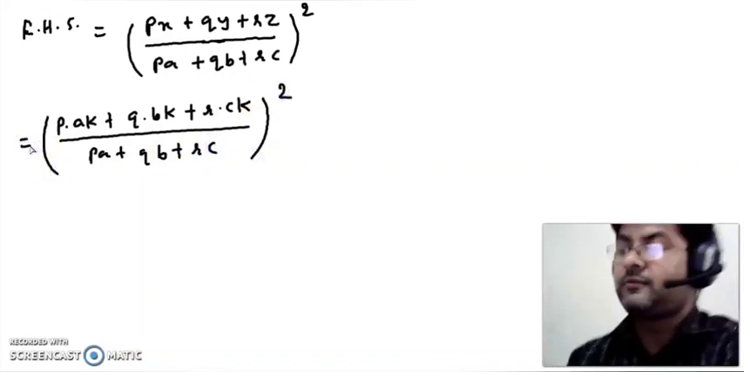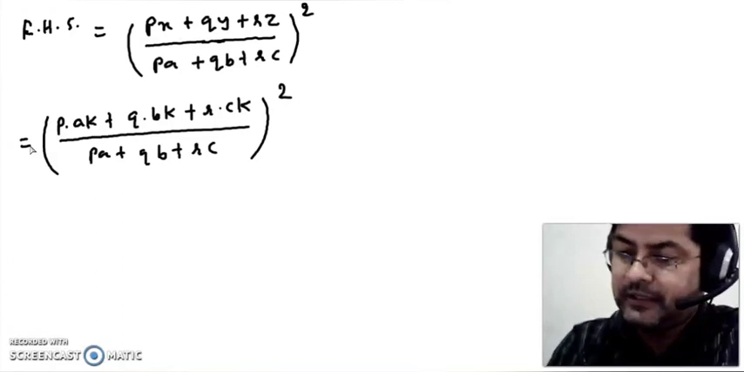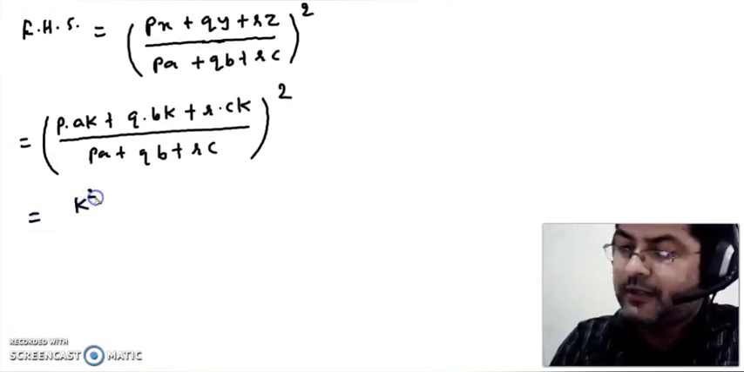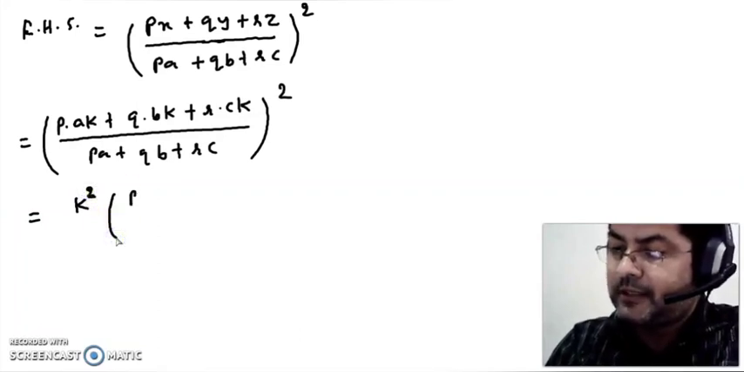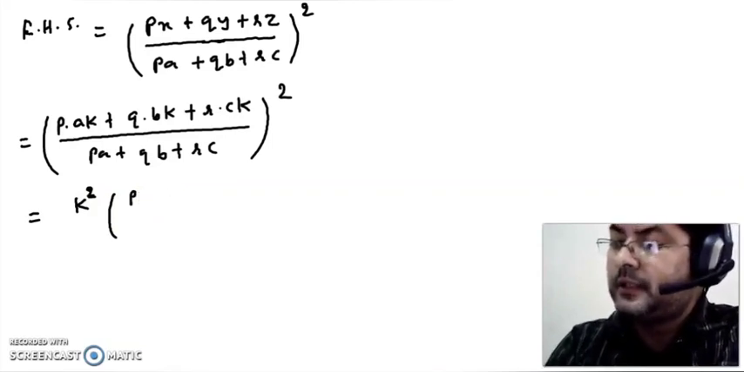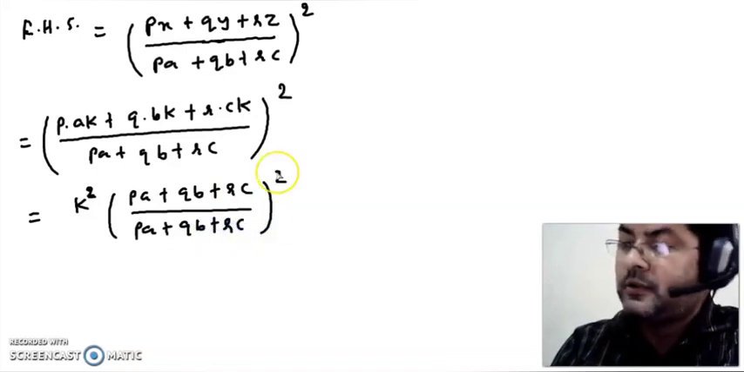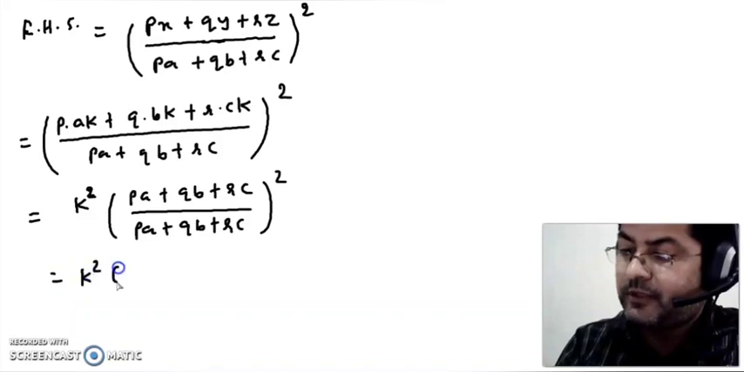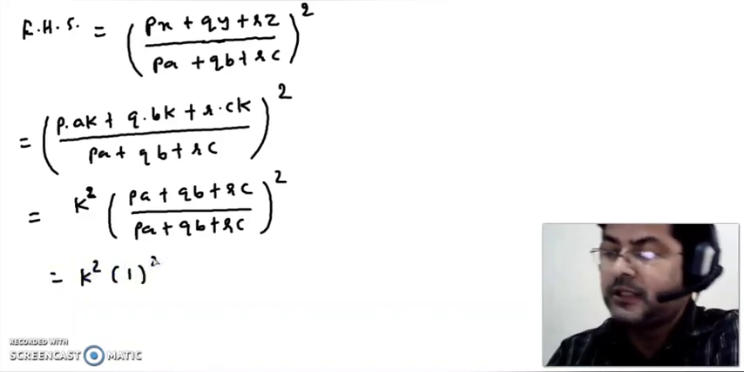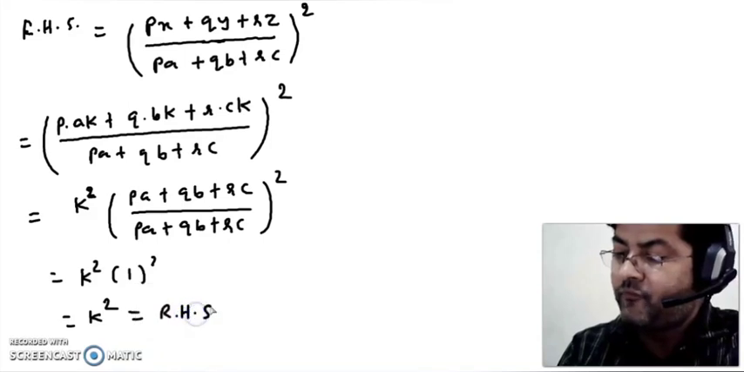Now in the numerator we have k common, so take k common. Since the bracket is squared, when we take k outside the bracket we have to write k square, and in the bracket what is left is pa plus qb plus rc upon again pa plus qb plus rc the whole square. So k square into 1 the whole square, because pa plus qb plus rc in numerator and denominator will cancel, which is equal to k square, which equals the right hand side.